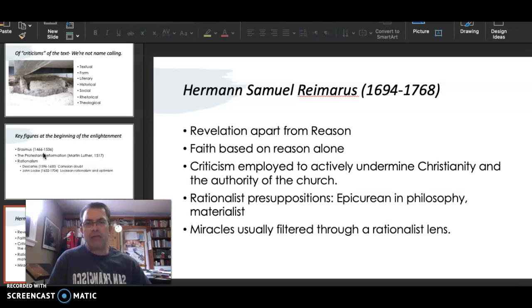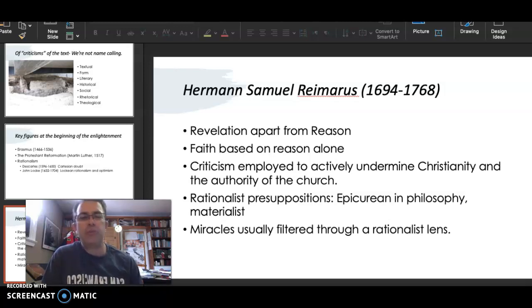And so Reimarus begins to look at the notion of revelation apart from reason. That is, that the scripture might be something that was a little bit different from the element of reason, or at least you could differentiate from there. Reimarus wants to look at the text through the lens of reason and try to explain it. He does have an affection for the text. Now, criticism had begun to be employed to actively undermine institutional Christianity and the authority of the church. This was part of Reimarus's overall program.